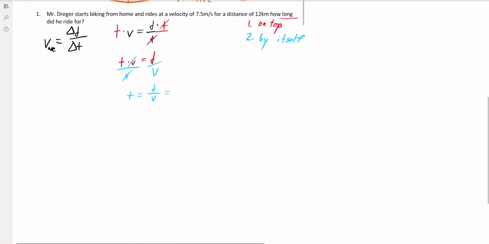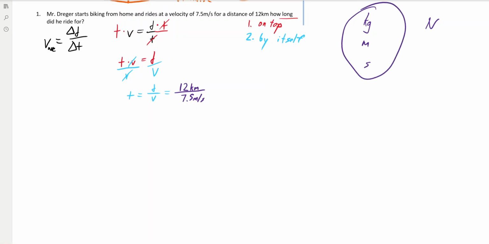Okay, so anyways, let's go ahead and try calculating this out. And actually I should make sure my calculator opens. So we're going to have distance, which is 12 kilometers, over velocity, which is 7.5 meters per second. The problem is 12 kilometers is not in meters and seconds. We need everything to be in our SI units, i.e. we need kilograms, we need meters, we need seconds. We cannot have any other units. Well, I guess newtons, but they use some form of this, so for now, just these 3 units. If we have something else, it's no good.